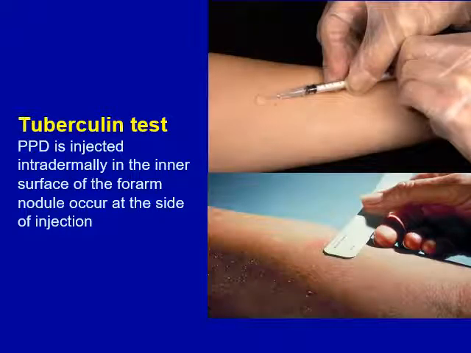Tuberculin test: here we inject the purified protein derivative of the TB bacilli. We inject it intradermally in the skin, on the inner surface of the forearm, and a nodule will occur at the site of injection after a few hours. Usually we measure this nodule. If it's more than 10 millimeters, it indicates the TB test is positive.